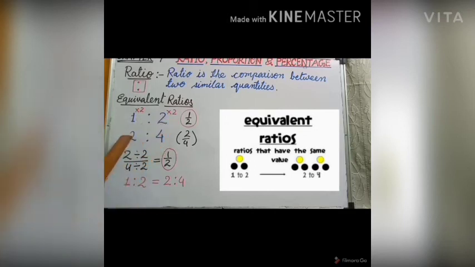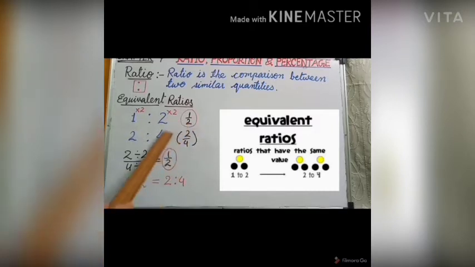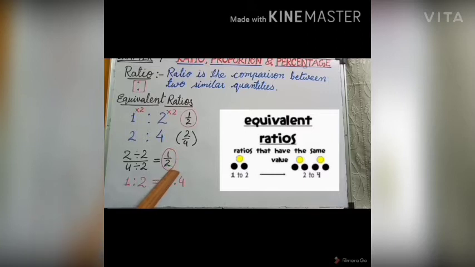That means 2 yellow balls are there and 4 black balls are there. Okay, so this is the ratio we are getting after multiplying with 2, and we can write as fraction 2 by 4. But when we simplify this fraction, we are getting 1 by 2 back.